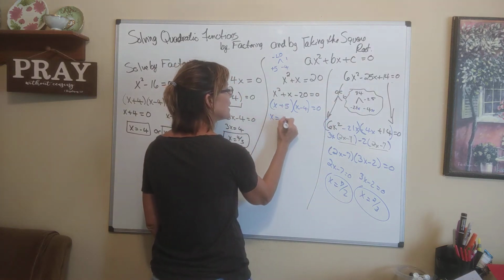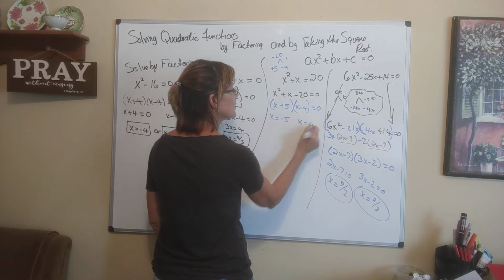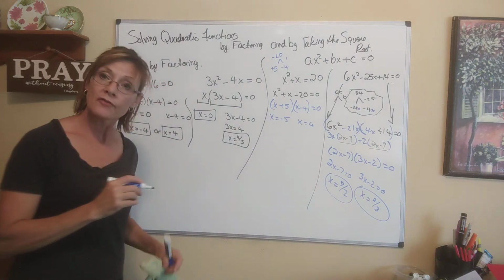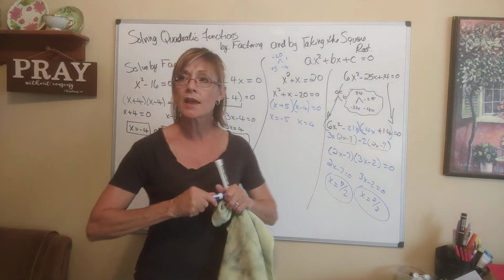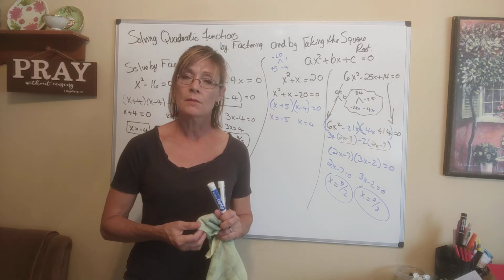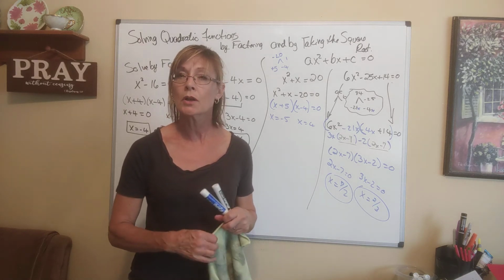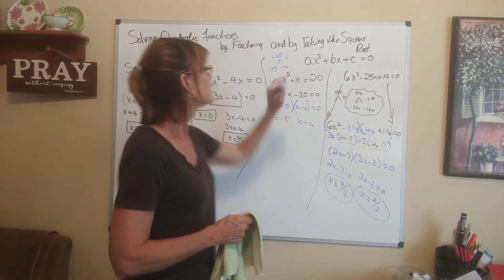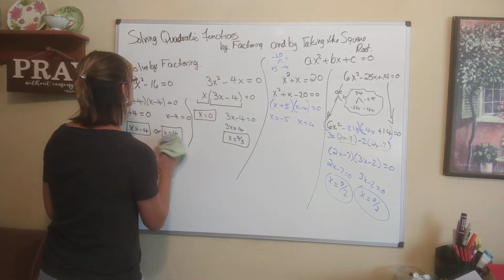Here, x is going to be negative 5, and x is going to be 4 when you set each factor equal to 0 and solve. Okay, that is by factoring. If you need more practice with that, I have other videos, and there's extra practice I can give you in the book. I can assign you some problems if you are rusty on factoring. The next method is by taking the square root.